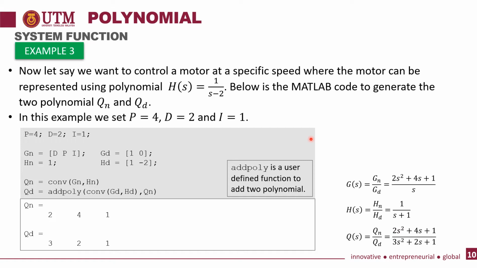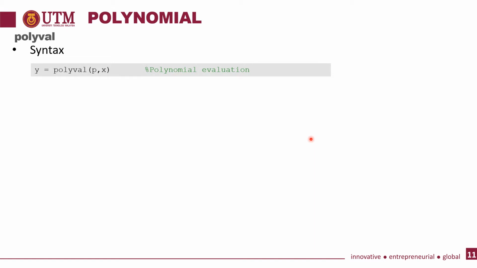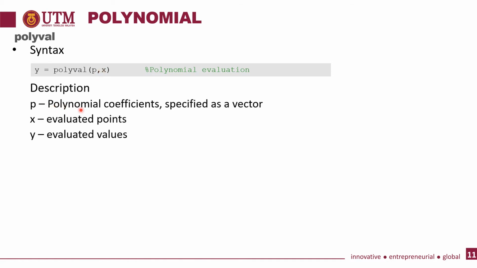All right, next we will learn about polyval. So what is polyval? The syntax for polyval is polyval(p, x). So what are p and x? p is the polynomial coefficients specified as a vector. So p is the polynomial expression, but you must convert it into a vector. x is the evaluated points and y is the output, which is the evaluated value. So polyval is the function we use to get the output of a polynomial expression where we are given the value of the terms.